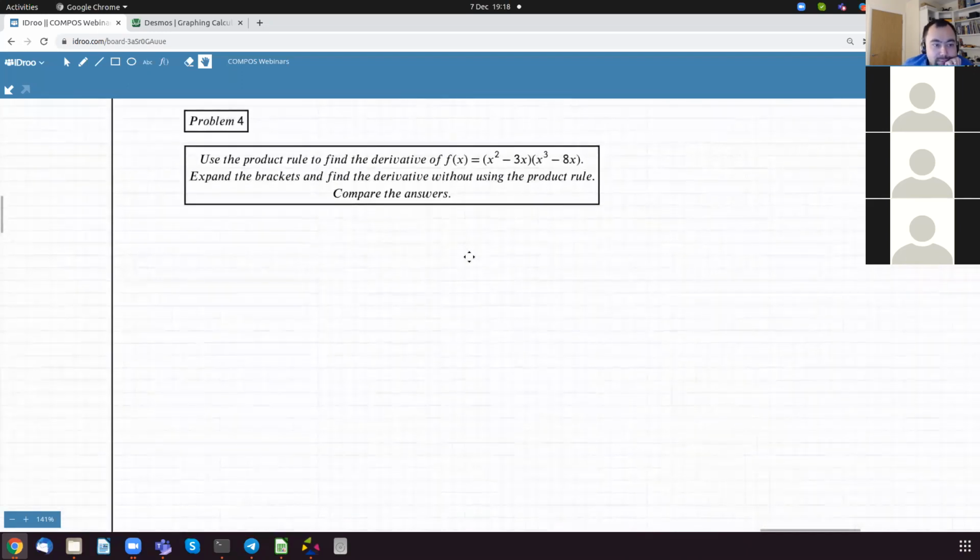Problem 4. Use the product rule to find the derivative of this. Expand the brackets and find the derivative without using the product rule. Compare the answers. So the product rule, if you are unfamiliar with the product rule, please type 0.